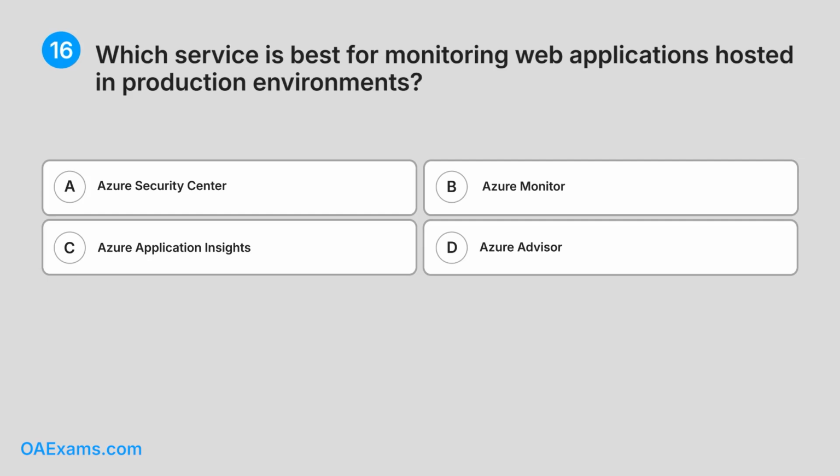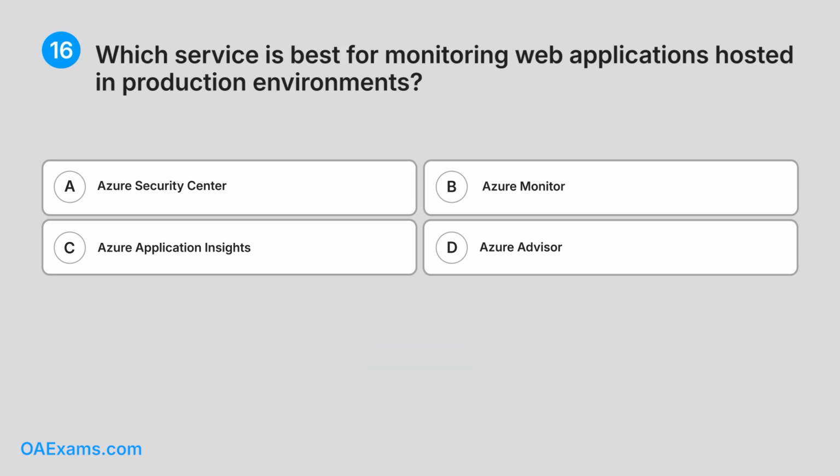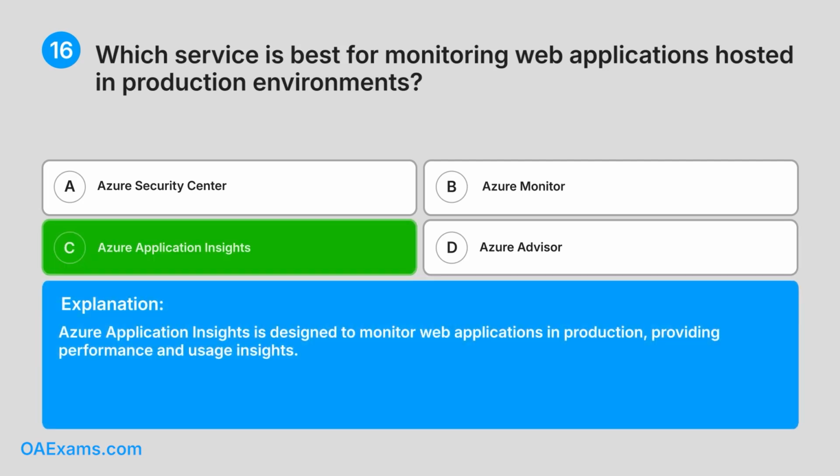16. Which service is best for monitoring web applications hosted in production environments? A. Azure Security Center. B. Azure Monitor. C. Azure Application Insights. D. Azure Advisor. What do you think is the answer? Correct answer: C. Explanation: Azure Application Insights is designed to monitor web applications in production, providing performance and usage insights.